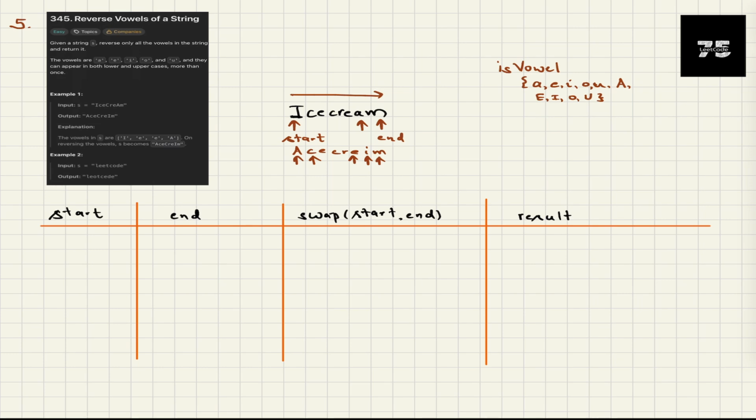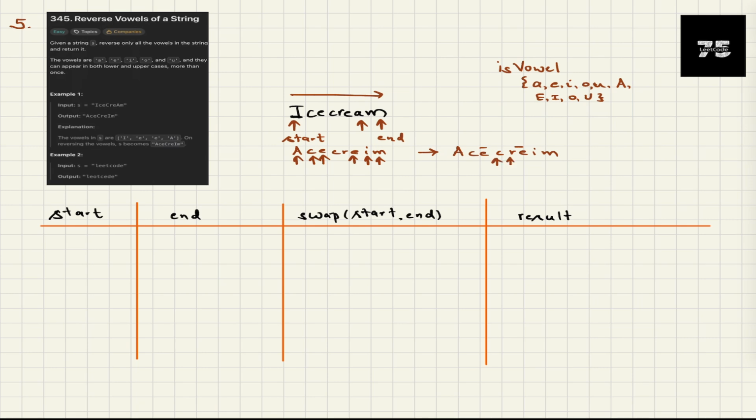Is C a vowel? No, it is not. So I'm going to do start plus plus. Is E a vowel? Yes. Is this E also a vowel? Yes, it is. So I'm just going to exchange them. After exchanging, what it becomes is A C E C R E I M. So this E and E are exchanged. Once I've exchanged, I'm going to do start plus plus and end minus minus.